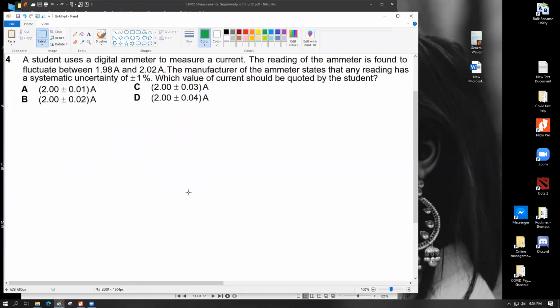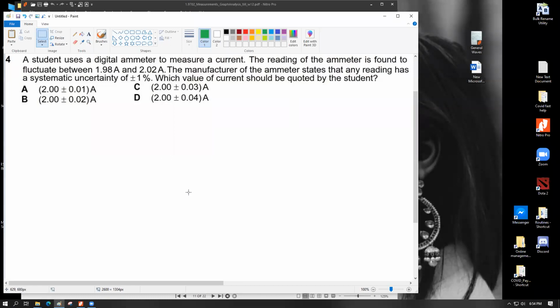Okay, দেখো. A student uses a digital ammeter to measure a current. The reading of the ammeter is found to fluctuate between 1.98 ampere and 2.02 ampere. The manufacturer of the ammeter states that any reading has a systematic uncertainty of plus minus 1%. Which value of current should be quoted by the student? Pretty interesting question.